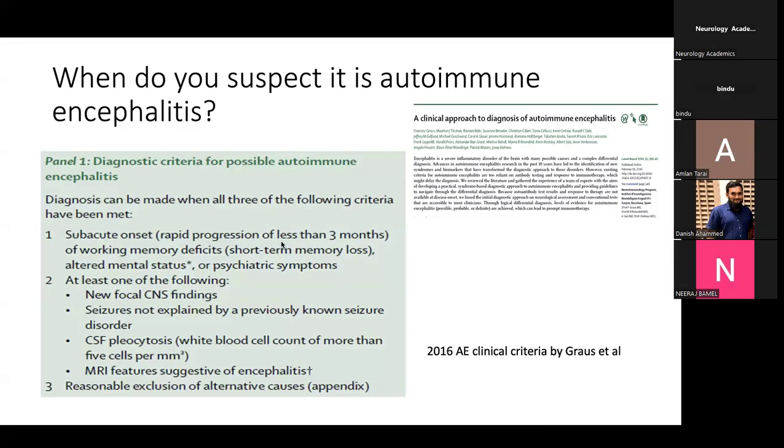That is subacute onset, with rapid progression of less than 3 months, of working memory deficit, short-term memory deficit, altered mental status, and psychiatric behavior. At least one of the following: new focal CNS findings, seizure not explained by a previously known seizure disorder or epilepsy, CSF pleocytosis that indicates inflammatory change, and MRI features suggestive of encephalitis. And reasonable exclusion of all alternative causes.